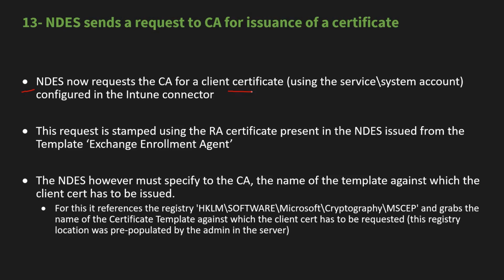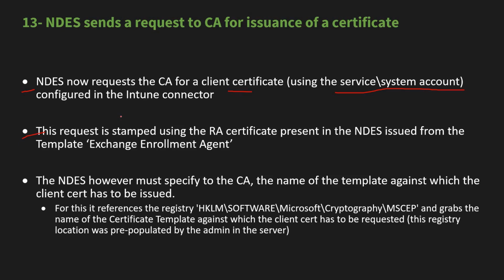This request is sent by using the service or the system account which was configured in the unified connector. So when we install the connector, we specify that the connector is going to run with a system account or with a service account. So using that account, the NDES server reaches out to the CA and it requests for a certificate on behalf of the user.